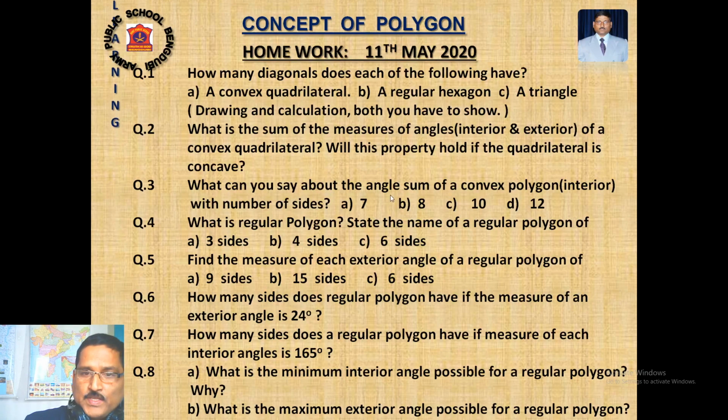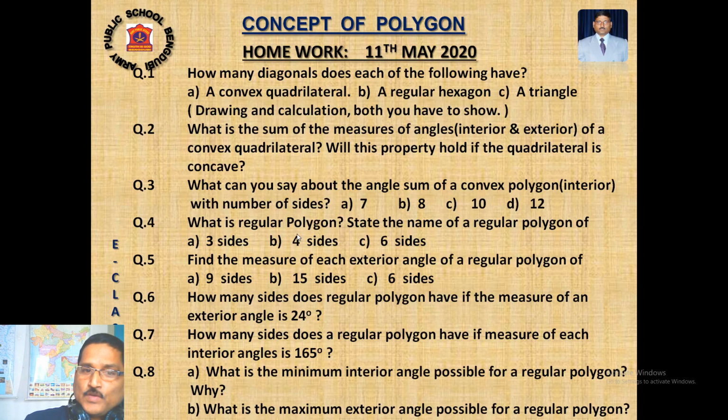What can you say about the interior angle sum of a convex polygon? What is the formula? For a 7-sided convex polygon, what will be the total of angles? An 8-sided polygon, what will be the total angle? 10-sided polygon, what will be the total angle? 12-sided polygon, what will be the total angle? So you just replace n by the number of sides, and you will get it.